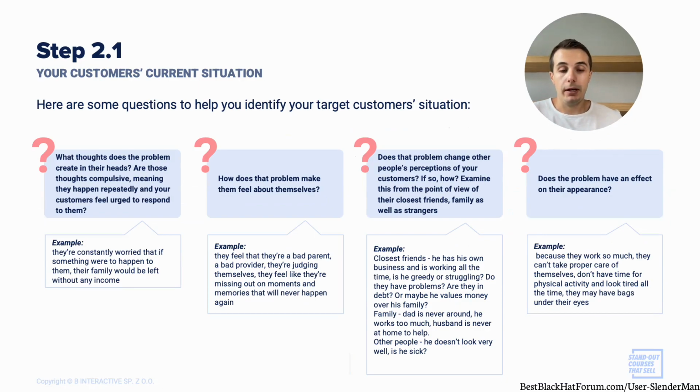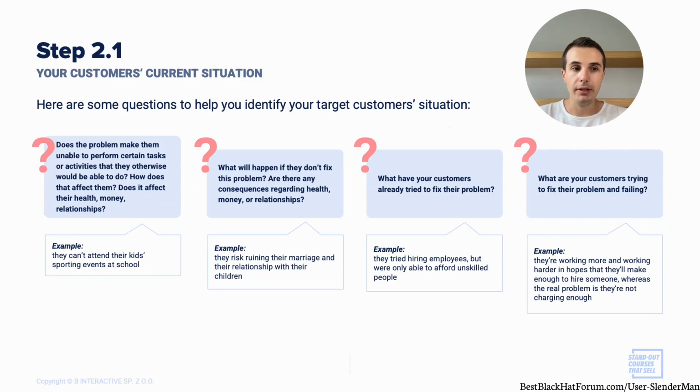So for example, in this case, it could be that the person works so much that they don't have time to take proper care of themselves. They don't have time for physical activity. So they have bags under the eyes and all of the other symptoms that would be associated with being overworked and being tired.